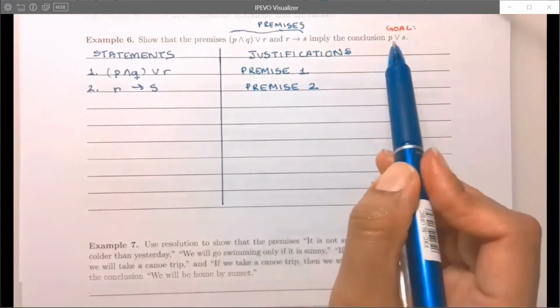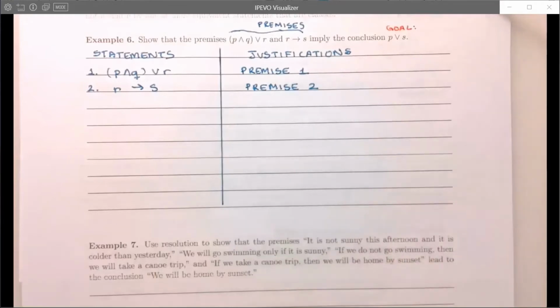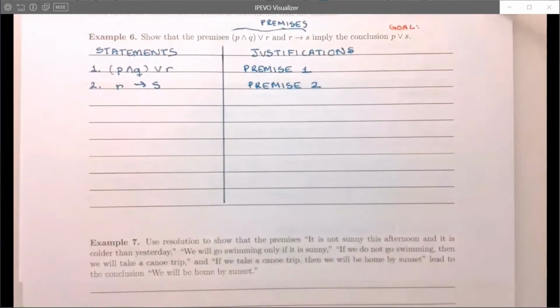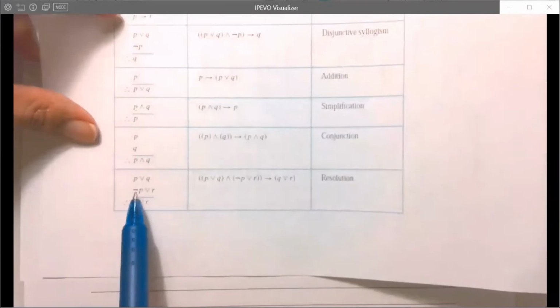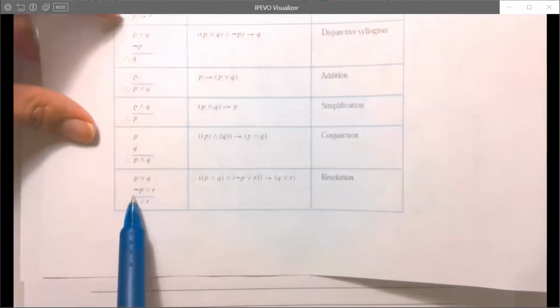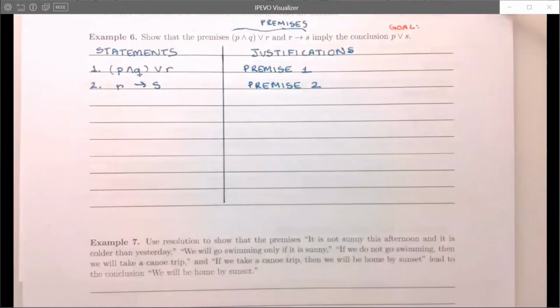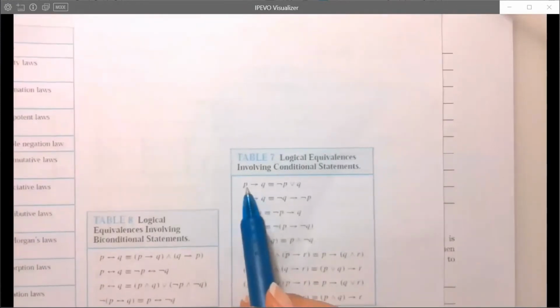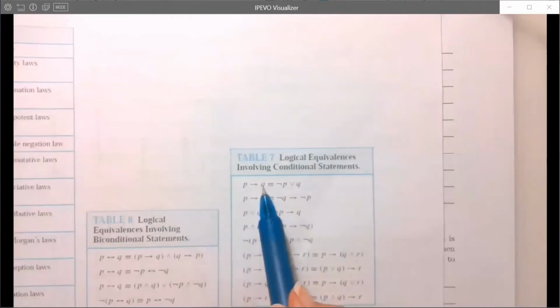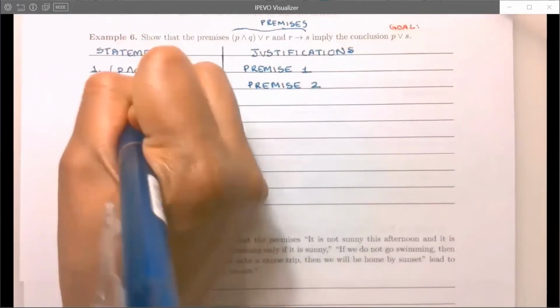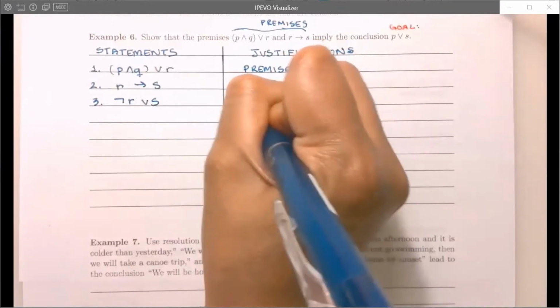And since we are trying to get to P or S, that means that the R's have to go away somehow. And if you recall, there was one rule of inference that allowed us to do that whenever we had disjunction, and that was resolution. But for resolution, we need to have two disjunctions, and the same variable show up in both, but one of them has to be negated. So what I'll do here is change this implication into the disjunction of negation R or S by applying table number 7. Table number 7 of the logical equivalences, this first one reads, if P implies Q, then negation P or Q. So let's give that a try. We'll have negation R or S, and this is by table 7.1.